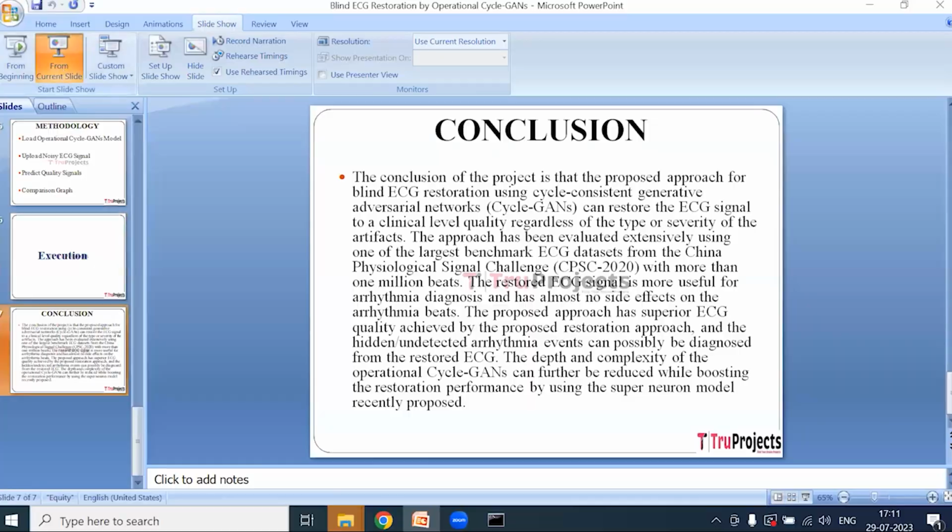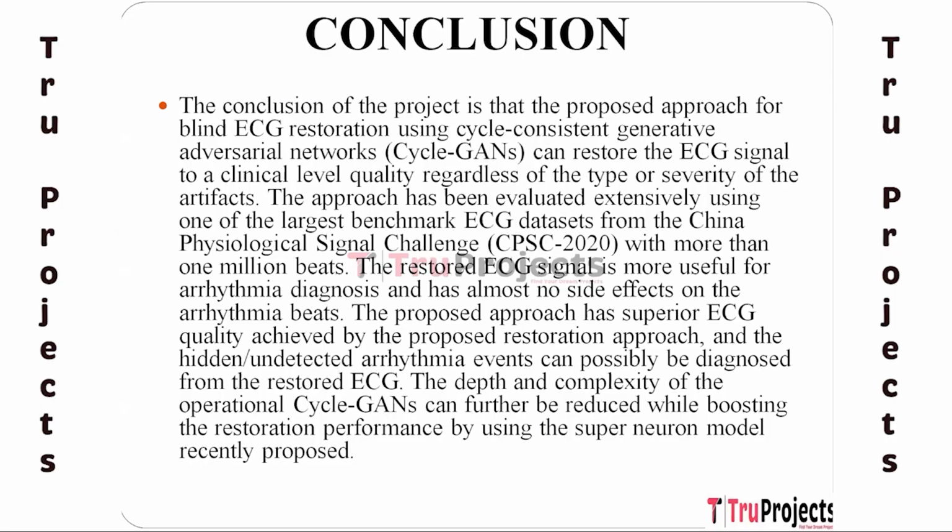And the final conclusion of the project is, the project concluded that regardless of the kind or severity of the artifacts, the suggested approach for blind ECG restoration utilizing cycle consistent generative adversarial networks, cycle GANs, can restore the ECG signal to clinical level quality. The method was thoroughly tested using one of the largest benchmark ECG datasets from the China Physiological Signal Challenge CPSC 2020, which had over 1 million beats.